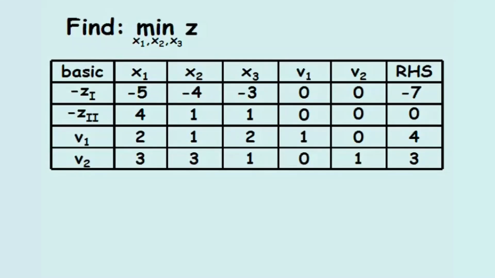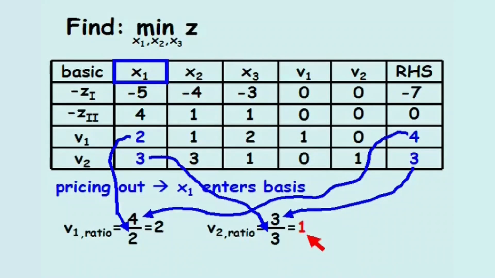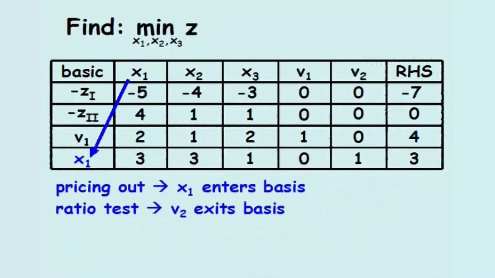x1 has the smallest negative reduced cost coefficient of -5, so x1 will enter the basis. Next, the ratio test is performed, and since 1 is a smaller positive number than 2, artificial variable v2 will exit the basis. Lastly, we need to perform a pivot operation for the tableau to be in canonical form.